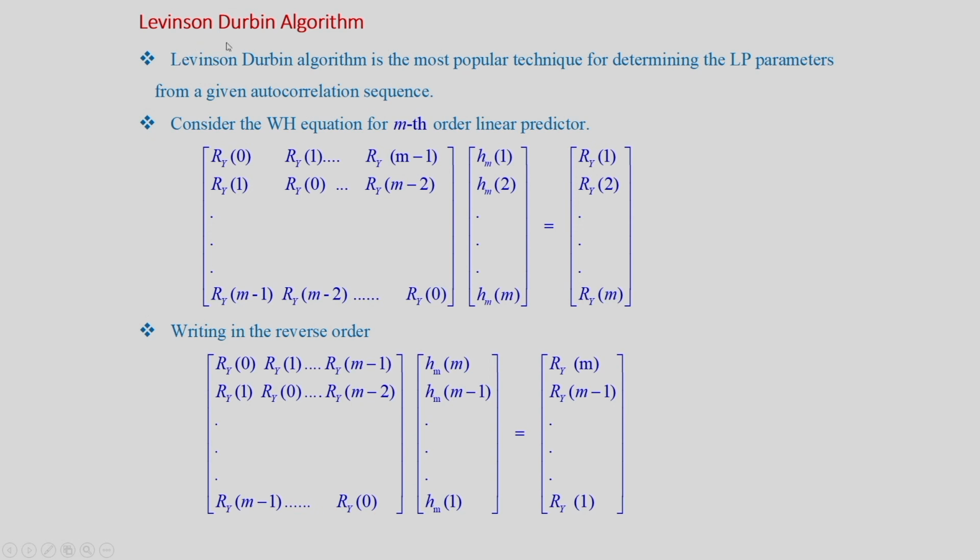Now, we will go to the Levinson-Durbin algorithm. The Levinson-Durbin algorithm is the most popular technique for determining the LP parameters from given autocorrelation data.